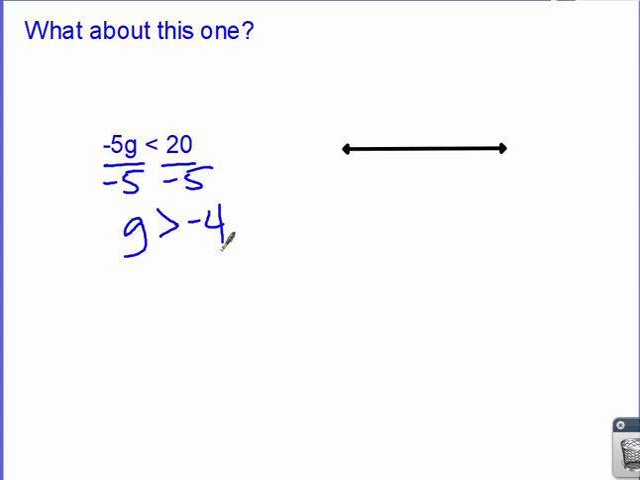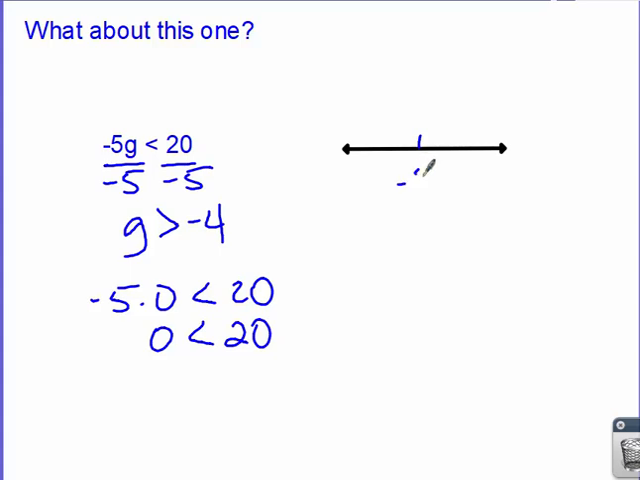So if you pick a value greater than negative 4, 0. It's greater than negative 4. Negative 5 times 0, is that less than 20? Well, negative 5 times 0 is 0. And of course, 0 is less than 20. So for this particular problem, to graph it, you got the negative 4 right here. We're going to put an open circle on negative 4, and we need to shade to the right, because the value is greater than negative 4, we'll make this a true statement.